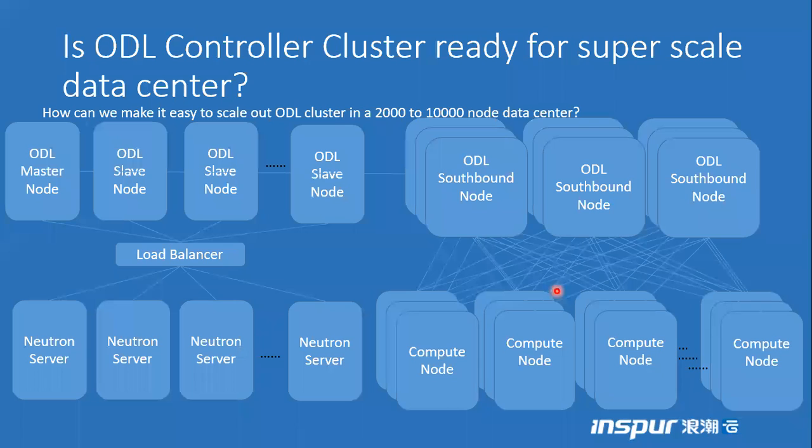For southbound, we can do horizontal scale per compute node scale, right? If we add more compute nodes, we can scale southbound nodes to handle them. We don't need to add a new node for neutron server.